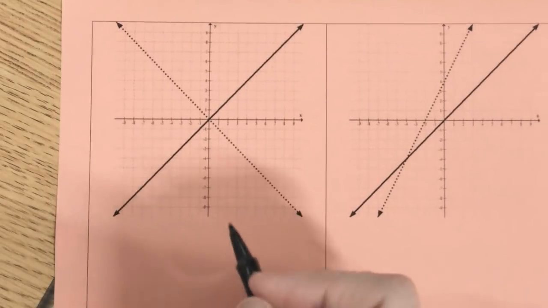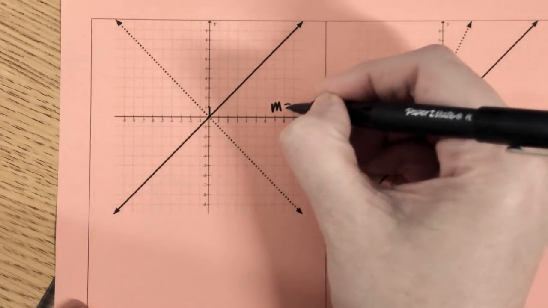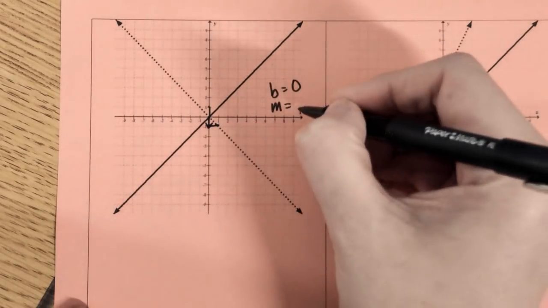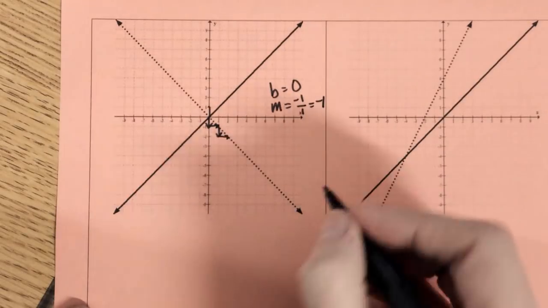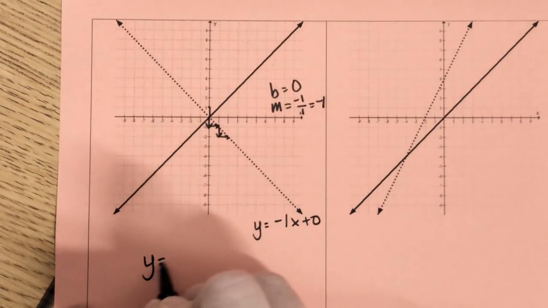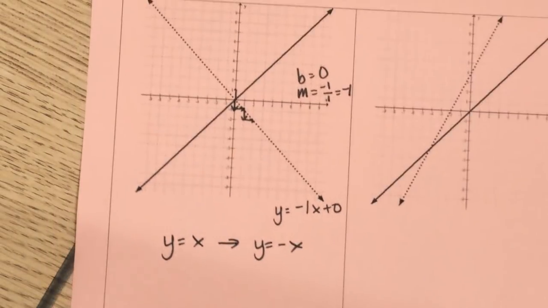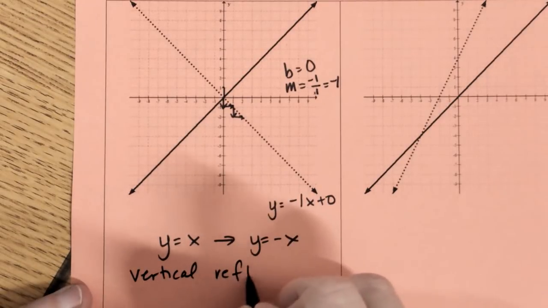We're going to do one easy one, and then I'm going to do a couple of more complicated ones with you. Okay, so this one here. All that's different about this one is on the first one, the y-intercept is 0. But on this one, I'm going down 1, right 1. Down 1, right 1. Which means now my slope is negative 1. So my equation is y equals negative 1x plus 0. That means my y equals x turned into y equals negative x. And when I look here, if my slope turns negative, I have a vertical reflection.